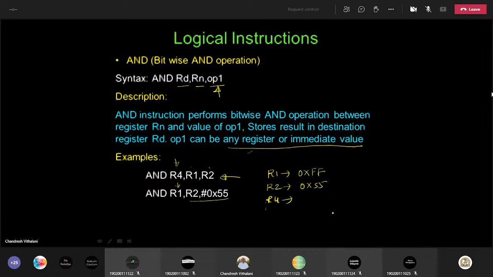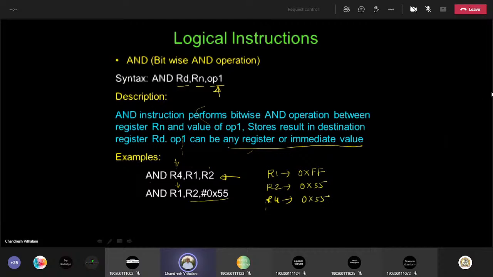Repeat once again. The value of R1 is 0xFF. Value of R2 is 0x55. And we issue this instruction. So after execution of AND R4, R1, R2, what will be the value of R4? Sir, 0x55. Very good.